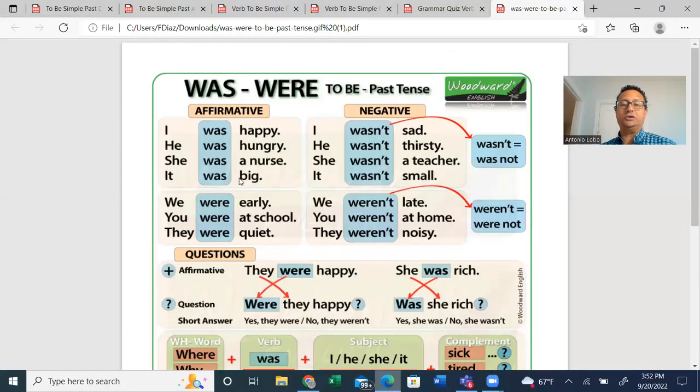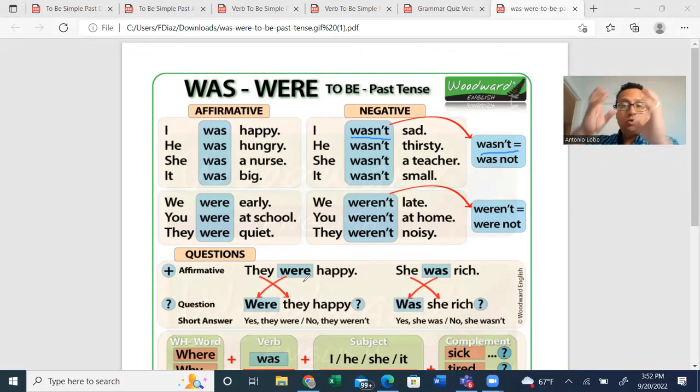Let's look at the chart that we have here. Okay? In this chart that I'm going to send to you, it gives you the explanation of how to make the affirmative of verb to be past tense. The negative, you see, the negative is using contraction, okay? The contraction of was not is wasn't. The contraction of were not is weren't, okay? And also questions. The questions is the same thing as in the present.